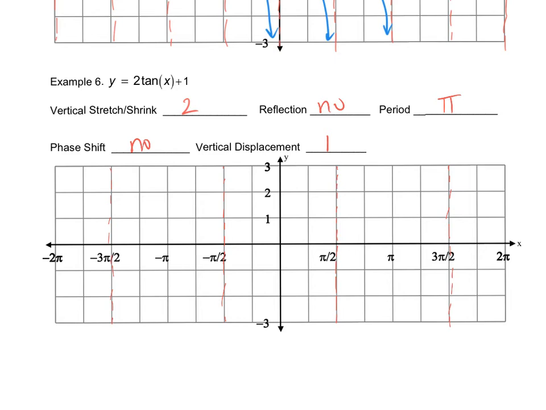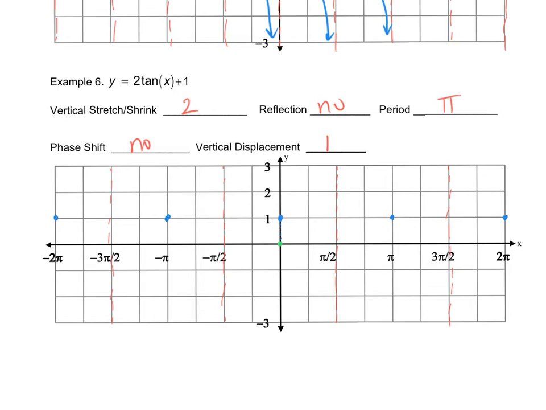Now I have my vertical asymptotes. There's no phase shift, so they stay there. And neither a vertical stretch or a vertical displacement will affect where those asymptotes go. Now, the vertical displacement is going to change where my zeros go. So what would have started out at the origin is now shifted up, in this case, by 1. And that's going to happen in every interval. They're still going to happen halfway between each asymptote.